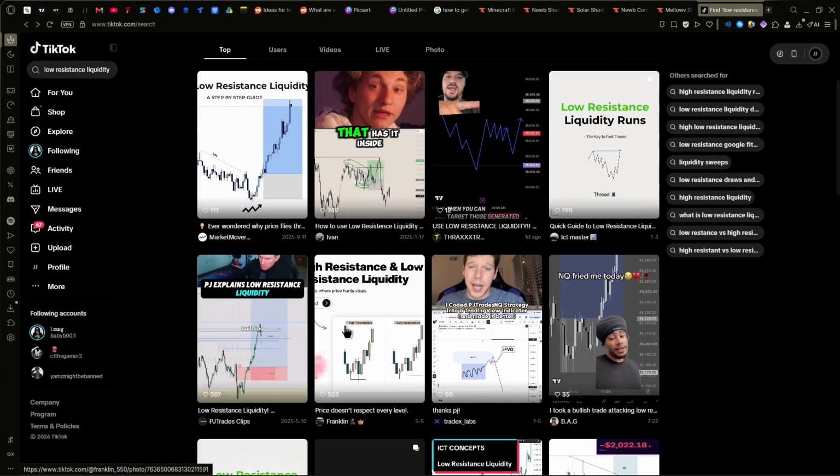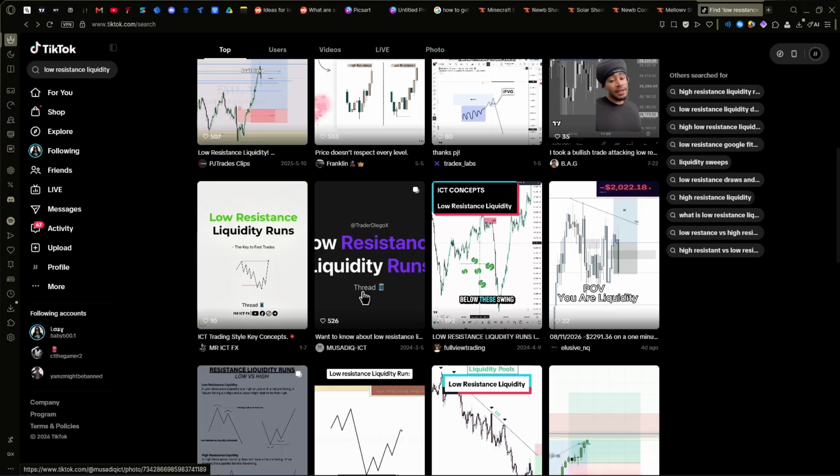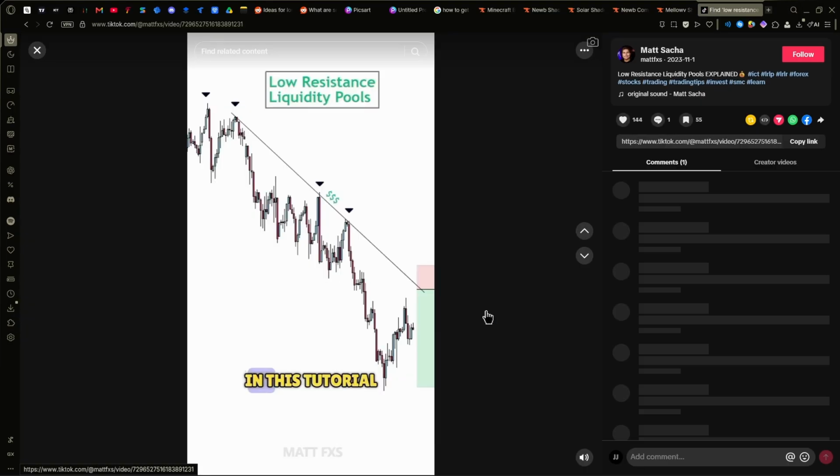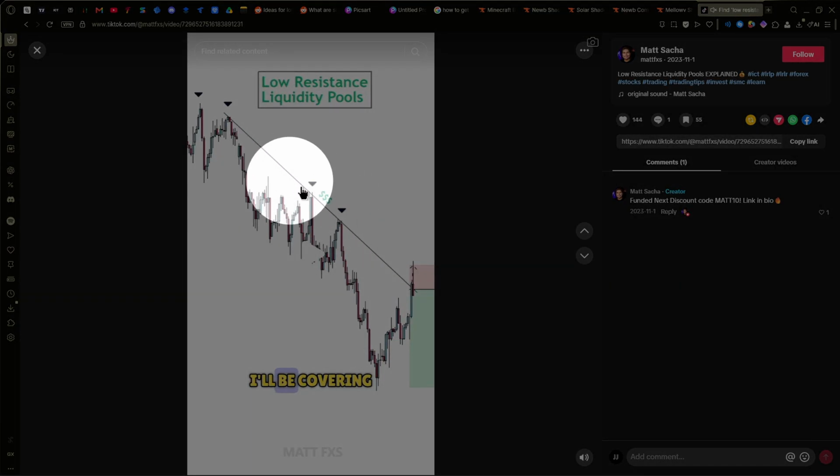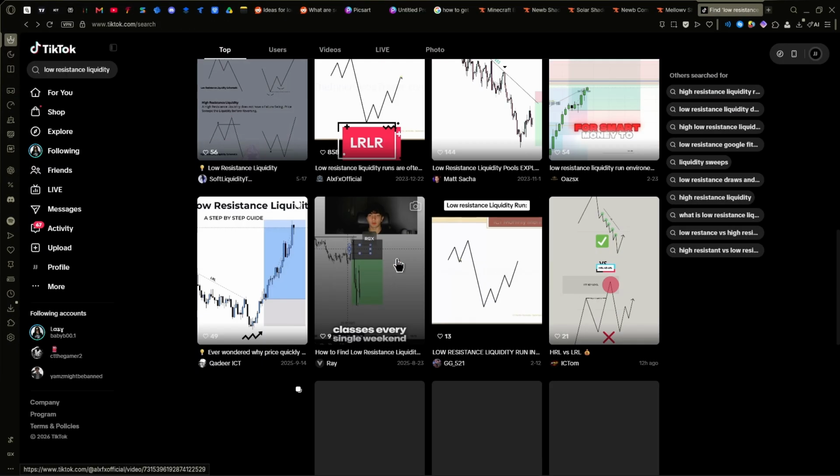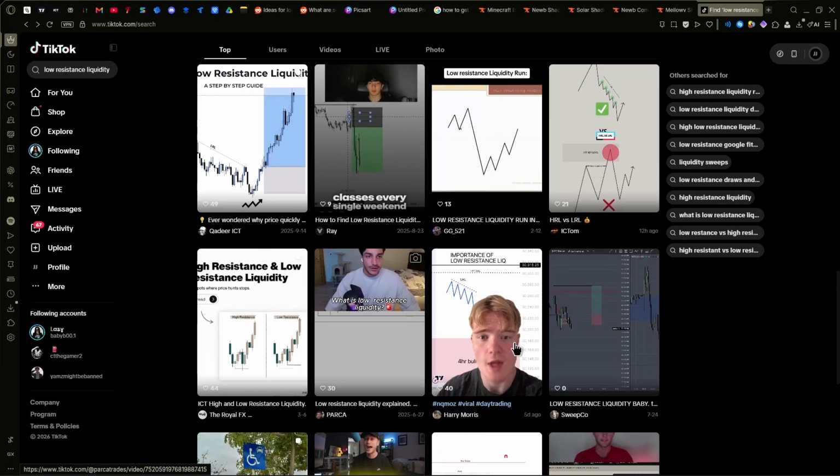We're gonna see so many of these examples. I just have to prove this to you, okay? Look at that. They're saying more low resistance liquidity. What is this? It's just highs. Just a bunch of highs being built up. That's it. That's literally it. Simple. Like why?